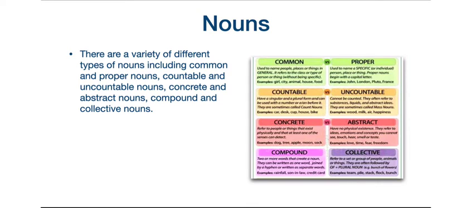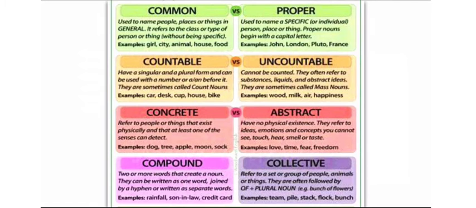So as I said, in this first lesson, we will be looking at the 8 different kinds of nouns. There are a variety of different types of nouns. They include common and proper nouns, countable and uncountable nouns, concrete and abstract nouns, compound and collective nouns. If you like, you can pause the video now to read through what's written in this diagram. We will be looking at these in detail throughout this lesson.